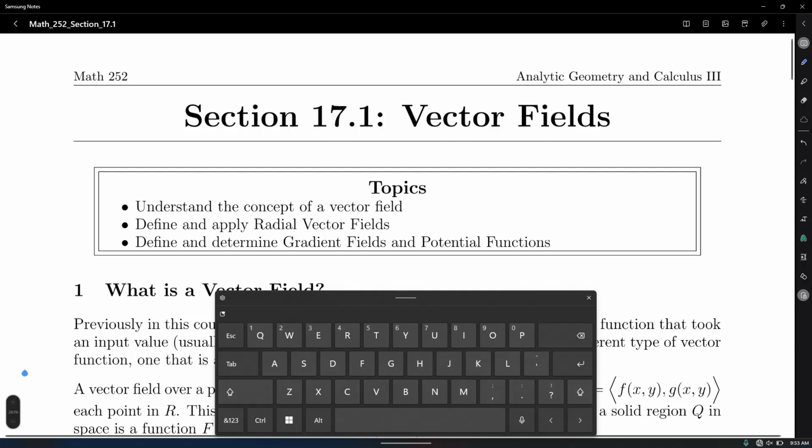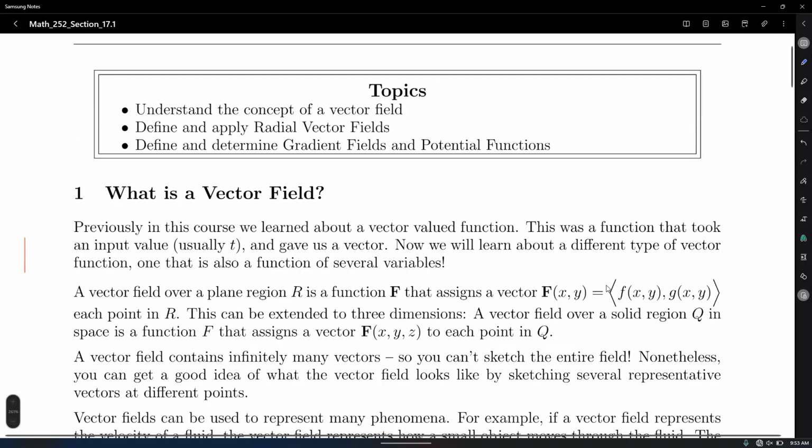And how we represent. Okay. So, vector fields, what are they? So, what are we going to do? We are going to understand what a vector field is.